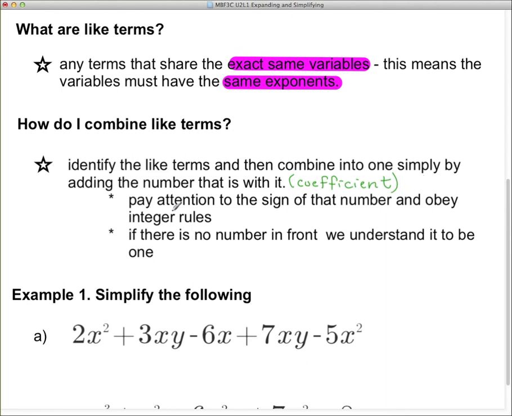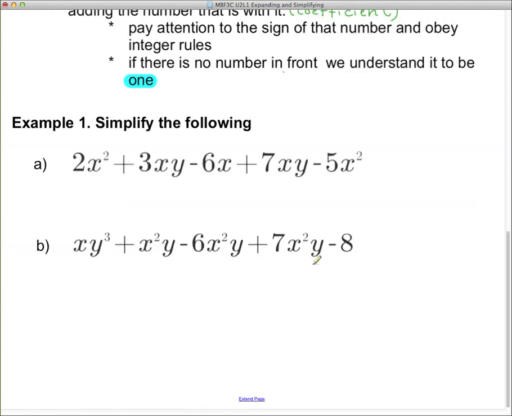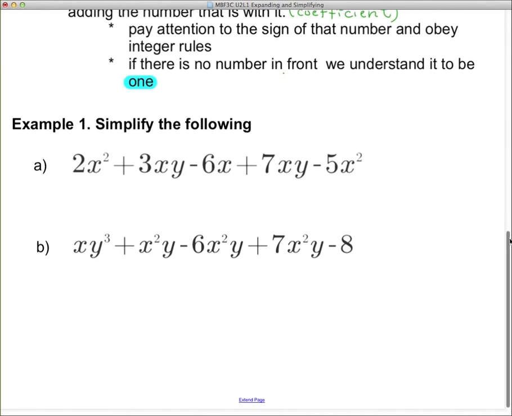Now, when we're doing that, we need to pay attention to the sign of that number and obey integer rules. And we also have to know that if there is no number in front, we understand it to be 1. This is important. There's lots of times that you will see no number there, and we have to understand that it is 1. Okay, so here's the first thing we're going to do. This is the first one that we were talking about higher up.